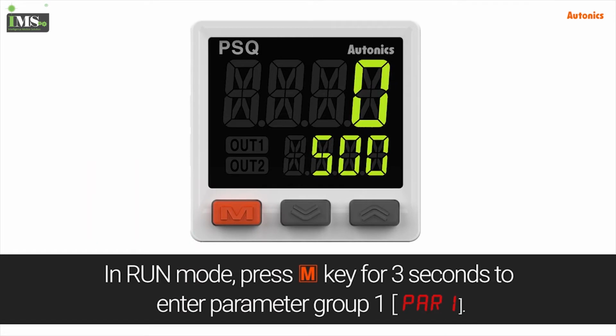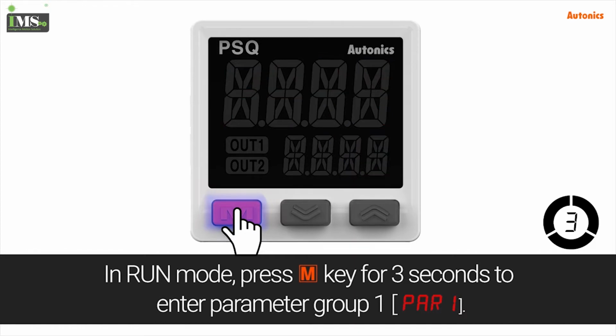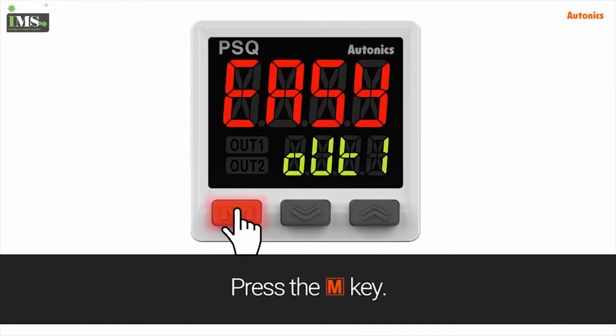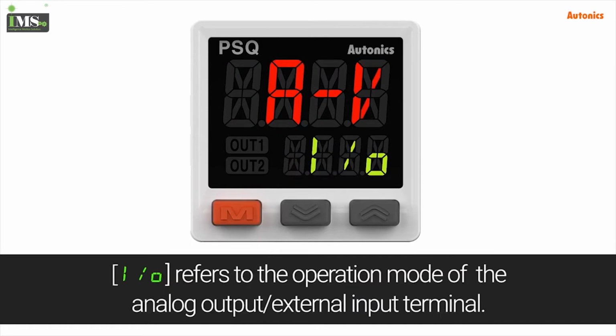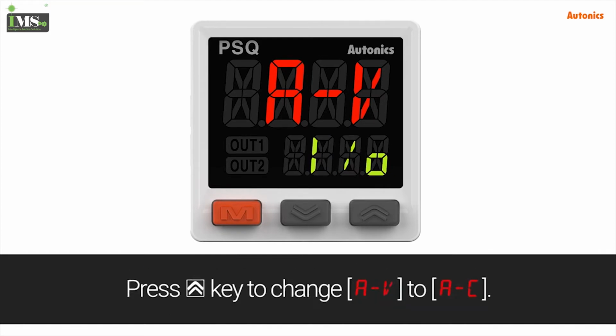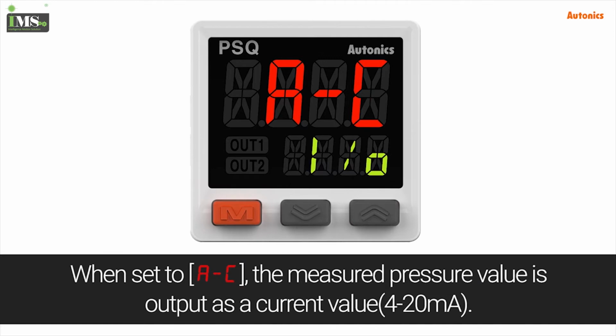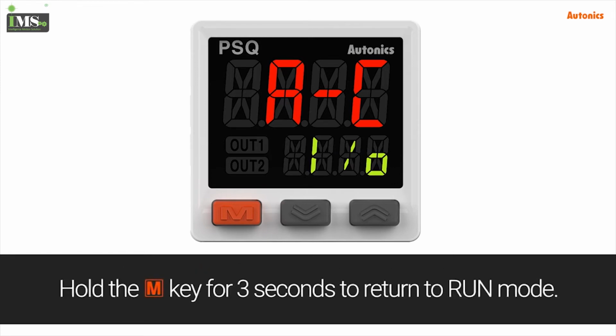In run mode, press M key for 3 seconds to enter parameter group 1. Press the M key. I/O refers to the operation mode of the analog output, external input terminal. Press up key to change A-V to A-C. When set to A-C, the measured pressure value is output as a current value. Hold the M key for 3 seconds to return to run mode.